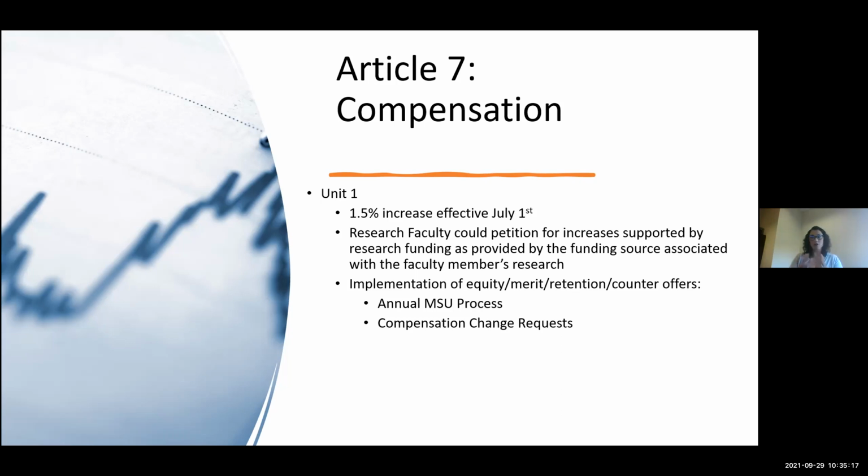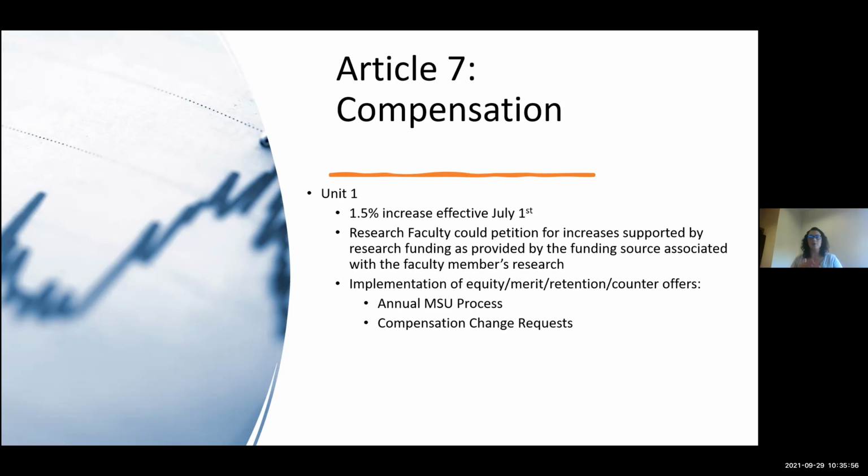Those increases are effectuated in a couple of ways. They're effectuated primarily through the annual MSU process, and also via the compensation change requests. The thing to keep in mind, especially if we're talking about research faculty, is that the provision I've cited there, that research faculty can petition, is actually quite broad and gives us a lot of latitude to make decisions, though they have to be based on what's allowed in the funding, and fairness and equity and those kinds of things. So they do allow us flexibility to give increases to our research faculty.